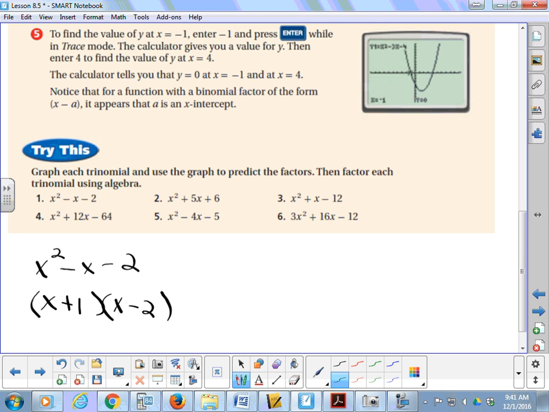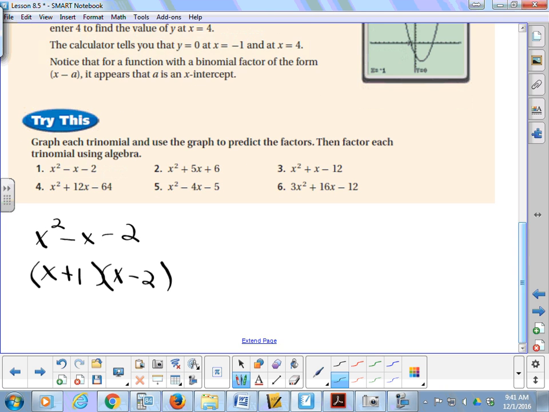All right, so now look at the graph of x squared minus x minus 2. Where does it cross the x-axis? Okay, at negative 1 and positive 2. So it crosses the x-axis at the opposites of the numbers we put in factored form. Okay? So I want you to use your calculator to factor these other ones, 2, 3, 4, 5, and 6. So you're going to have factors just like we have here, x plus 1 and x minus 2. But I want you to use your calculator to find them.